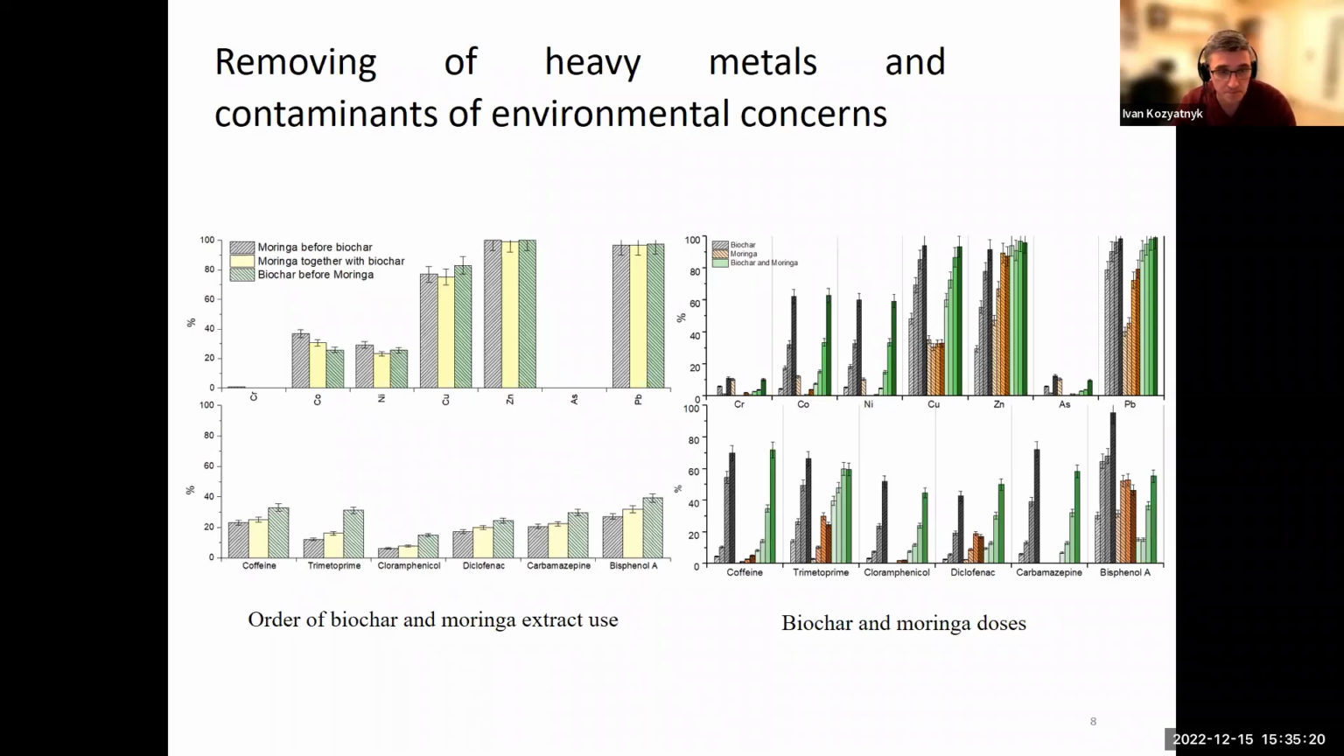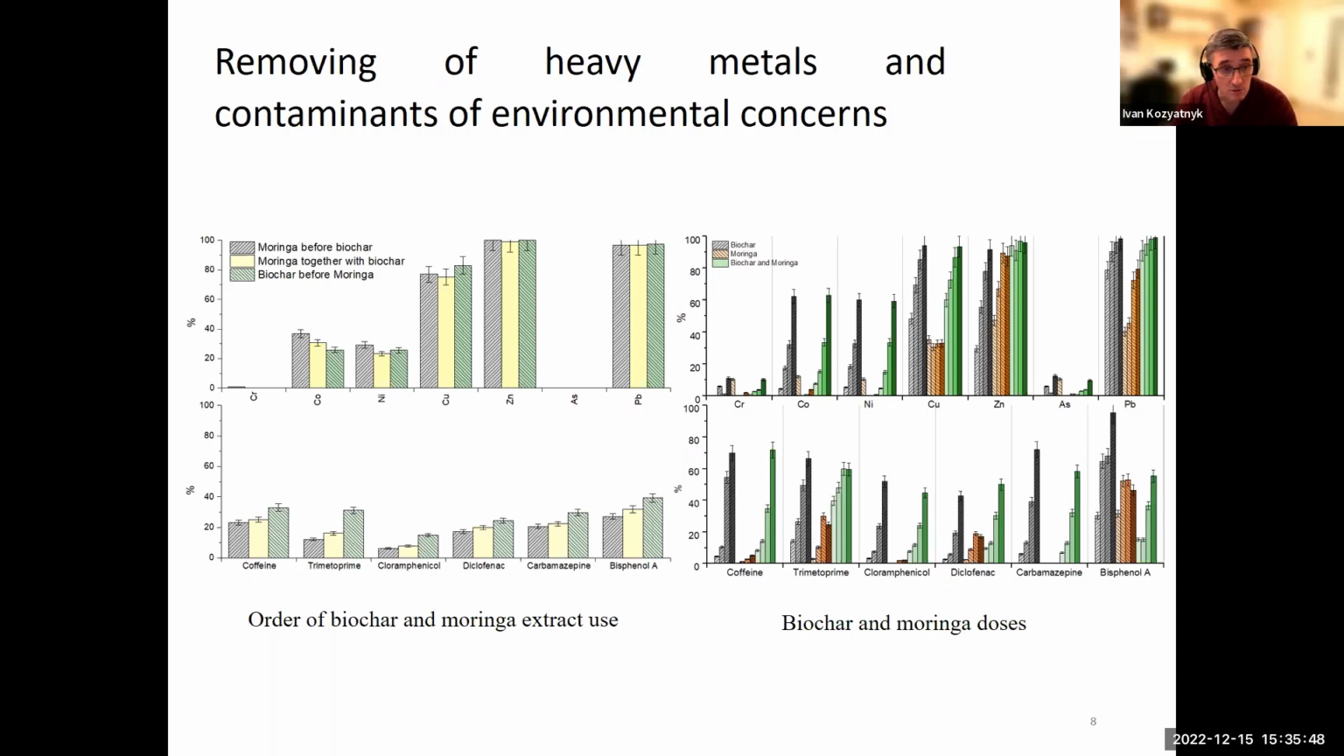So this set of metals represents both cations and anions, and organic compounds were chosen in order of their coefficient of distribution, basically based on their hydrophilicity and hydrophobicity, which is quite important for water treatment processes.